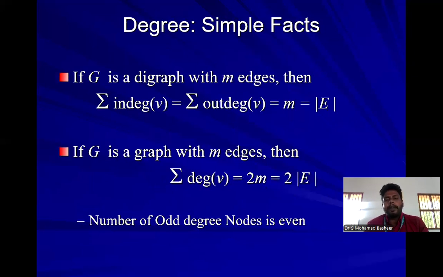Degrees, simple facts. If G is a digraph with m edges, then the summation of in-degrees of V is equal to the summation of out-degrees of V, which is equal to m, which is also equal to the modulus of E. If G is a graph with m edges, then the summation of degree of V is equal to 2m, which is equal to 2 times the modulus of E. The number of odd-degree nodes is even.